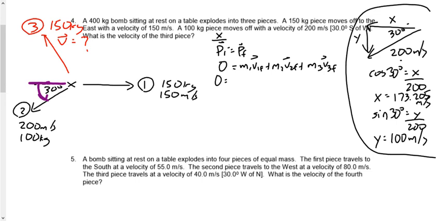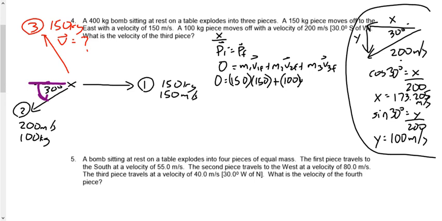Okay, so M1 is 150 kilograms. V1F, what is V1F? This is the X component. V1, object number 1, final. And yeah, it's 150. Mass is 150, so is the velocity. Okay, mass 2 is 100 kilograms. What's V2F?